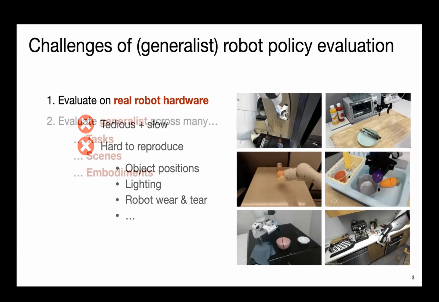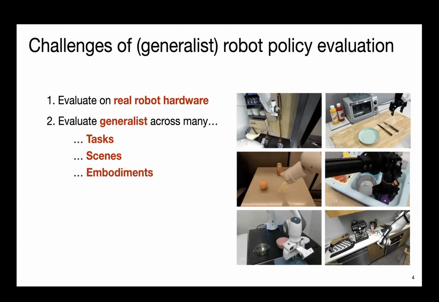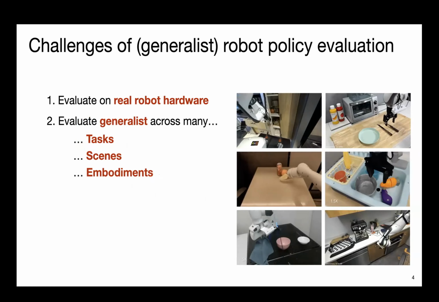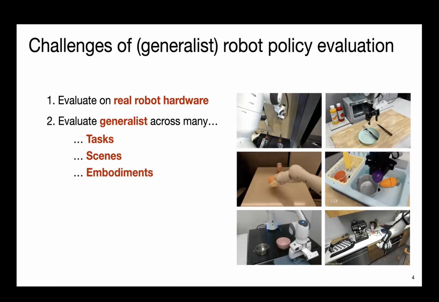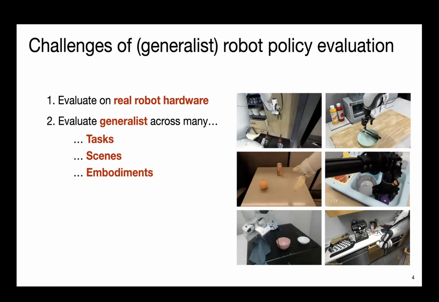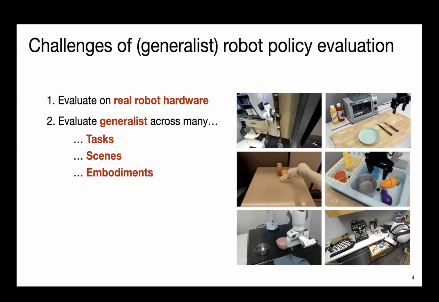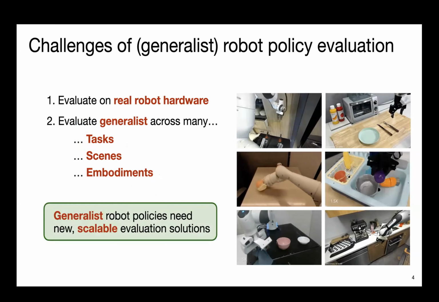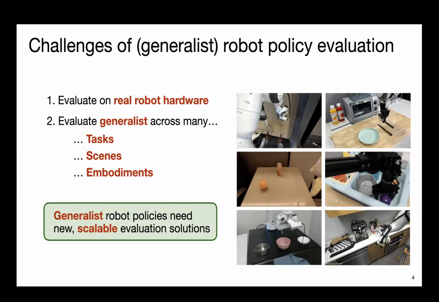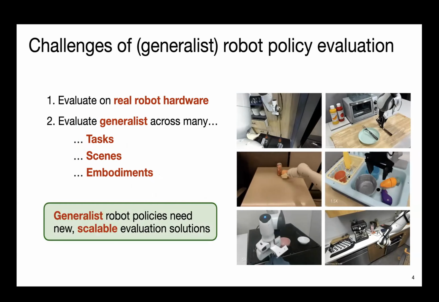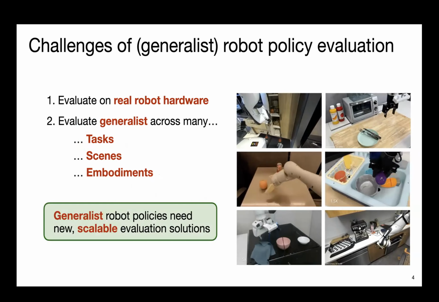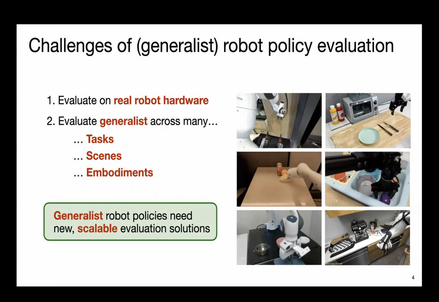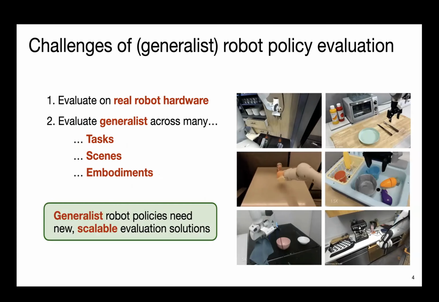The problem is if we want to evaluate generalist policies that are supposed to do many things, many tasks, many scenes, potentially even many embodiments, all of these things get worse, right? Because now we need to not only evaluate in one task, in one environment, but across many. And so as we want to develop more and more generalist policies, one problem that we're constantly faced with is that we need more scalable ways to evaluate these policies. And that's what I want to talk about today.